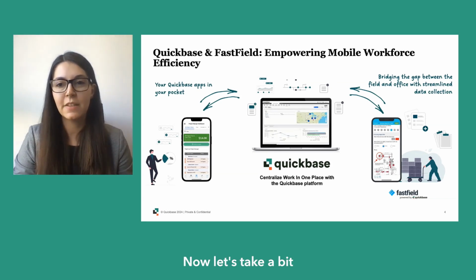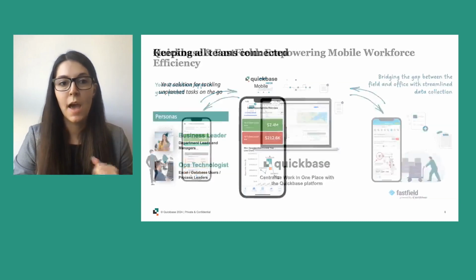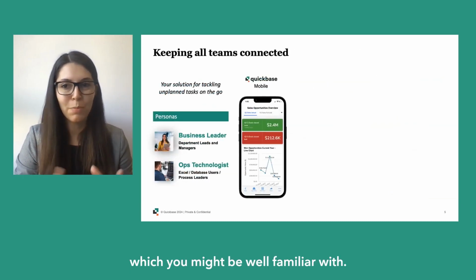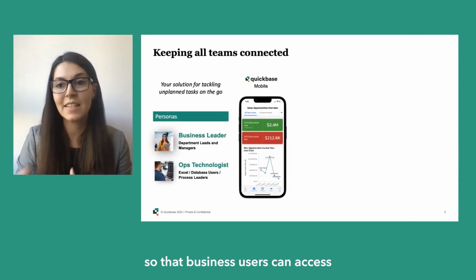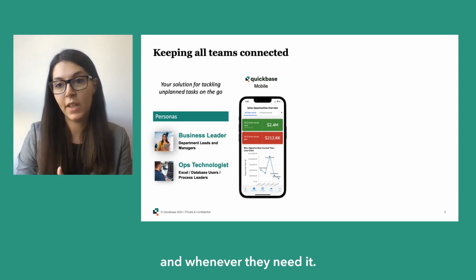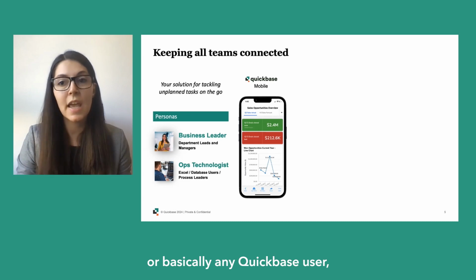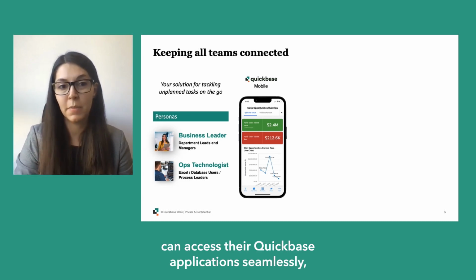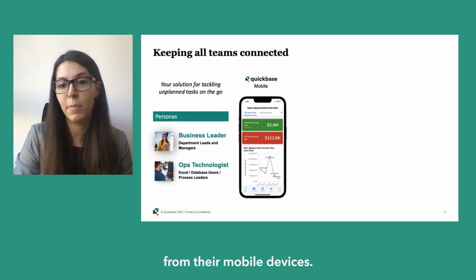Now, let's take a bit of a deeper look into the two mobile solutions and the user personas. I'm going to start first with Quickbase Mobile, which you might be well familiar with. It is the go-to solution for business users who need to tackle any unplanned tasks on the go. It extends the power of the Quickbase platform to the mobile devices so that business users can access the data they need wherever and whenever they need it. With Quickbase Mobile, business leaders, ops technologists, or basically any Quickbase user can access their Quickbase applications seamlessly from their mobile devices without any additional mobile building needed.